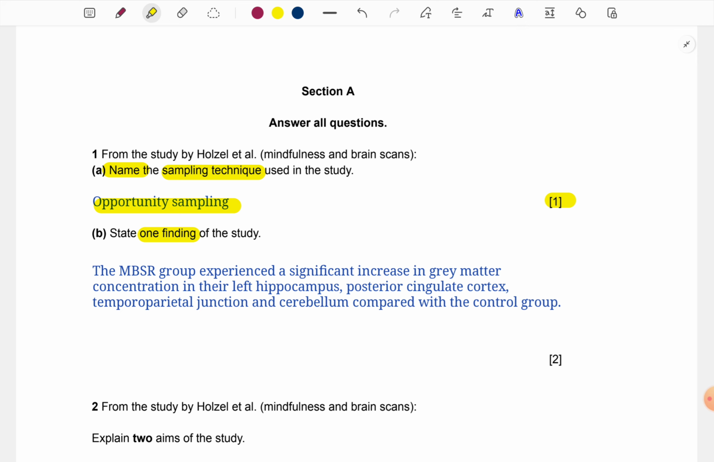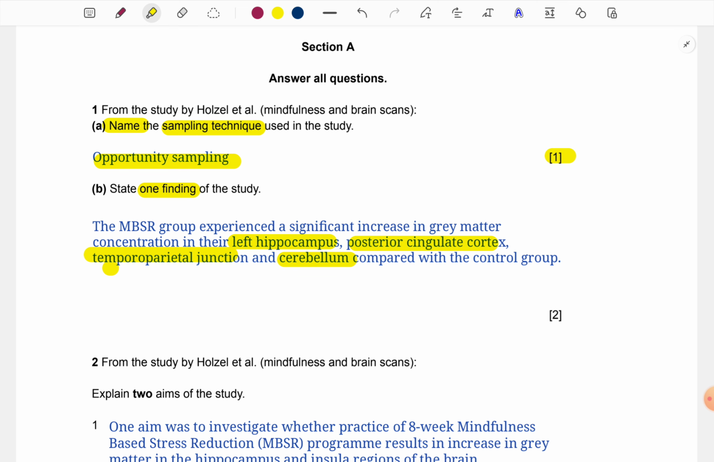So one finding was that there was increase in left hippocampus, posterior cingulate cortex, temporoparietal junction and cerebellum in the MBSR group compared with the control group. Okay, and make sure to name all the areas when you're writing about it to score the full 2 marks.